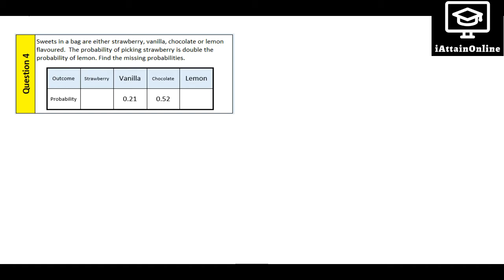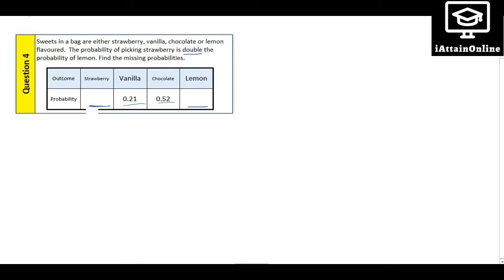Now, what a lot of people do is they just see this double. They add these 2 together and find out what would make that up to 1, and then they just split it in half. Trouble is, that's what we did with the last example, and if I split it in half, that means strawberry and lemon would have the same probability. So if you think of it this way, the probability of picking strawberry is double the probability of lemon. That means whatever goes in here has to be 2 times what goes in here.